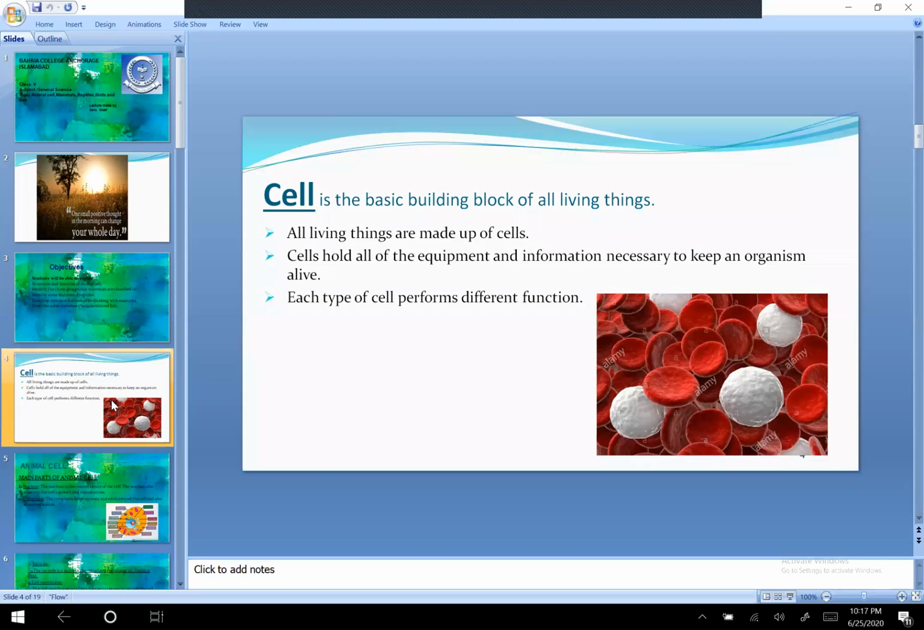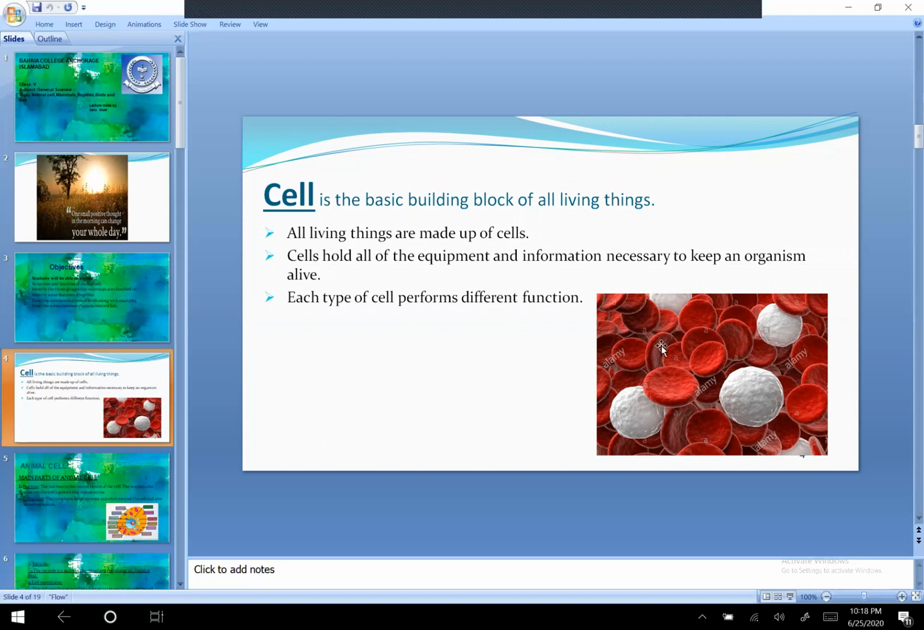My dear students, you know what is meant by cell? Cell is the basic building block of all living things. All living things are made up of cells. Cells hold all the equipment and information necessary to keep an organism alive. Each type of cell performs different functions.